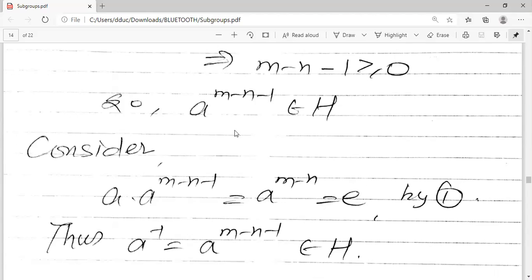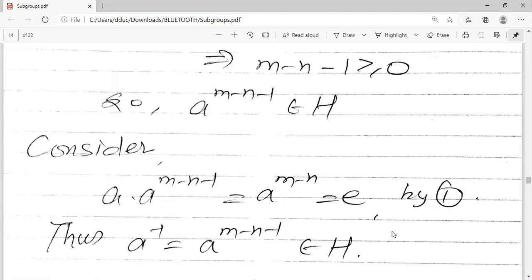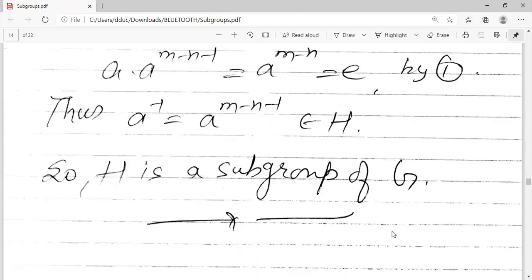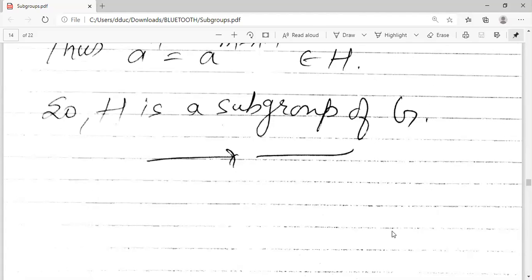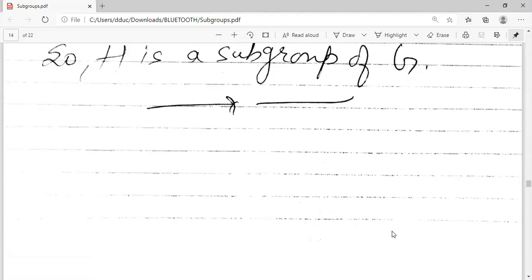So if multiplying these two elements is giving you identity, that means they are inverse of each other. That means this A to the power m minus n minus 1 is the inverse of A. Thus A inverse is this and this belongs to H. So every element has its inverse in H. So you are done. So H is a subgroup of G. So this is the finite subgroup test. So you have seen 3 tests: one-step subgroup test, two-step subgroup test, and a finite subgroup test.